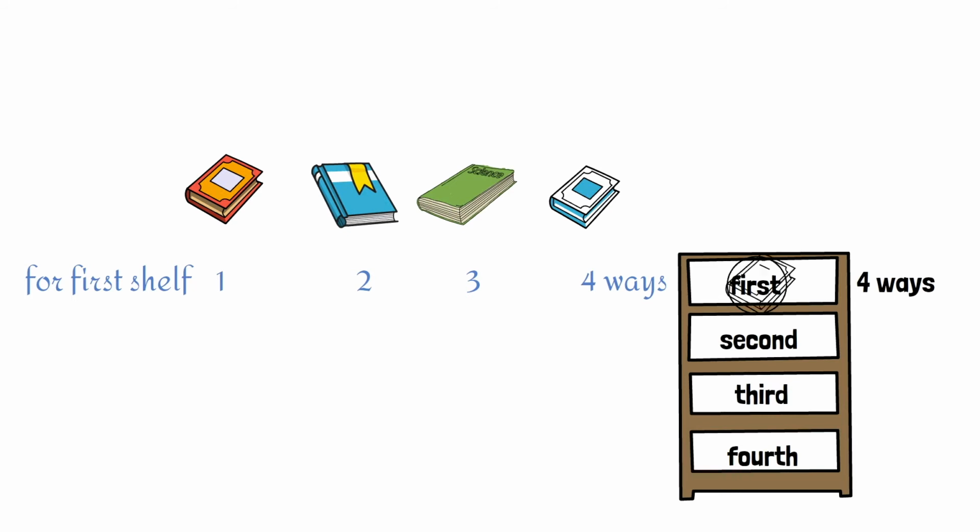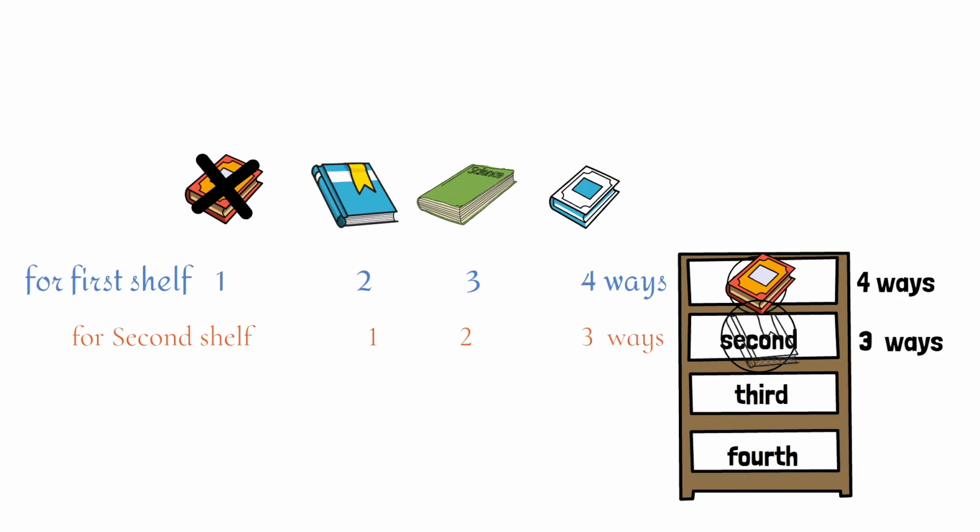Once the first shelf is arranged, let's assume the orange book was placed on the first shelf. Then 1 book from the remaining 3 books is to be placed on the second shelf. So this can be done in 1, 2, 3 different ways. It can be blue book, green one or white one. So there are 3 different ways.